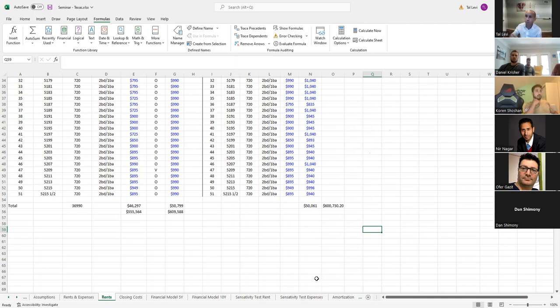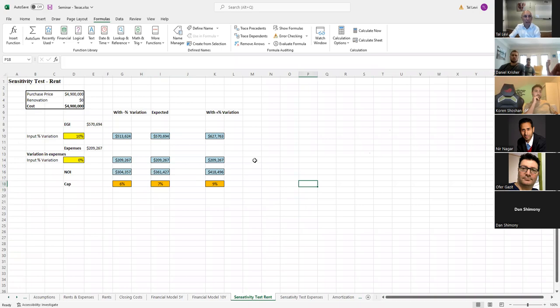The purpose of a sensitivity test is to see what will happen if I miss something, if there is a big shift or a mistake here and there, what's going to happen to the deal. So the first sensitivity test is for the rent. What will happen if rent goes up or down 10%? This is what we're expecting the rent to be. If it goes down 10% and the expenses stay the same, I'm at a cap of 6%, which I can live with. And if it goes up 10%, I'm at a 9 cap, which is great as well.